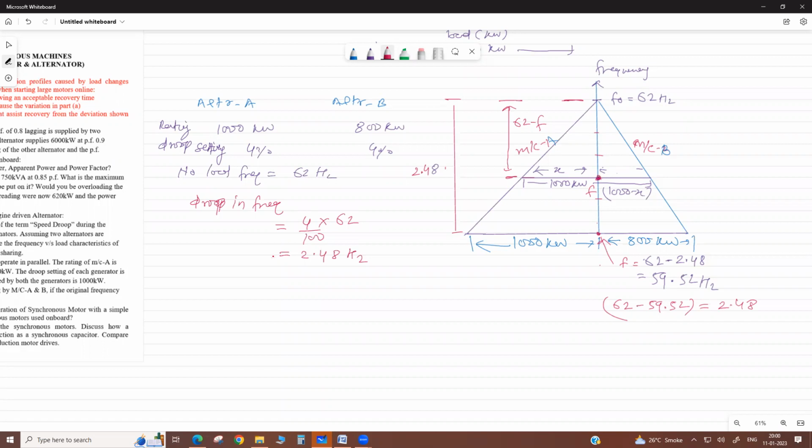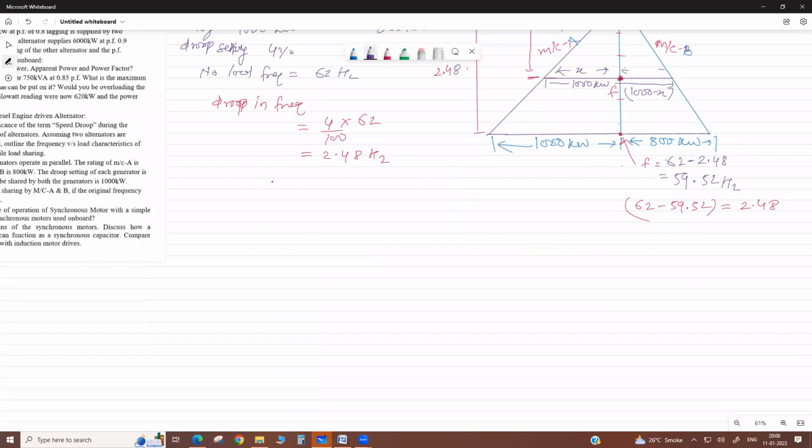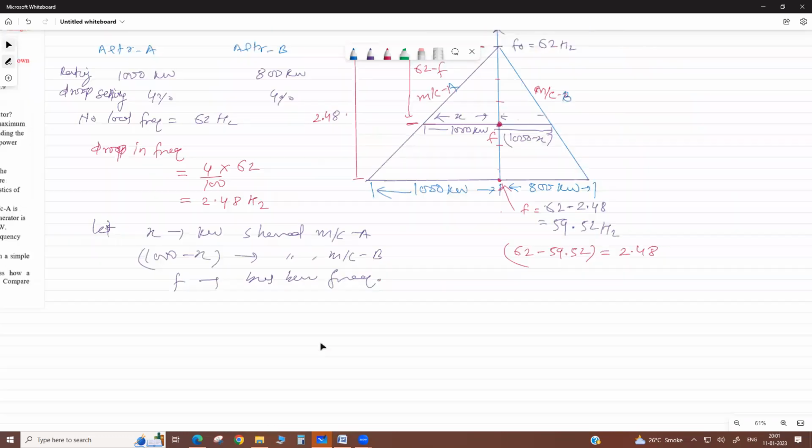operating frequency. So let both machines are operating in parallel, and here the total kilowatt load is 1000 kilowatt. Let X be the kilowatt load shared by machine A. Then 1000 minus X kilowatt will be shared by machine B, and let F be the busbar frequency at this load. Okay, then we draw this curve.